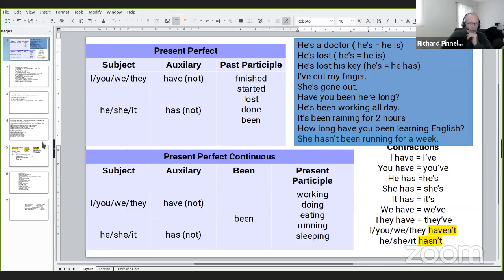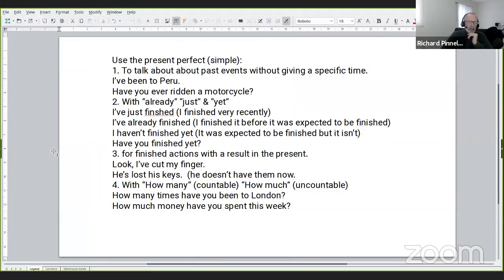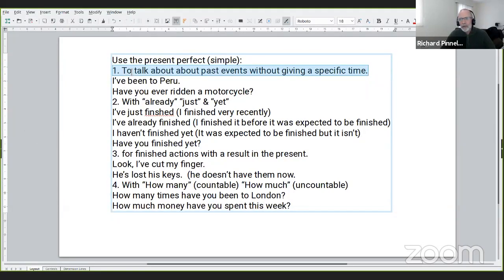Very good. So let's continue on the next page and look at some of the uses. The uses of the present perfect simple. So where do we use the present perfect simple? The first use is to talk about past events without giving a specific time.